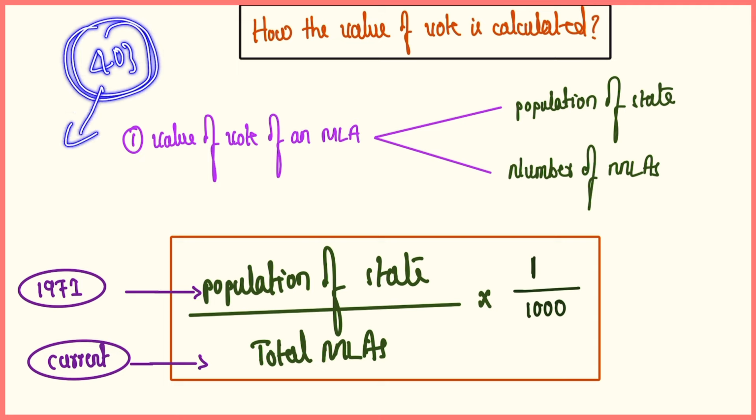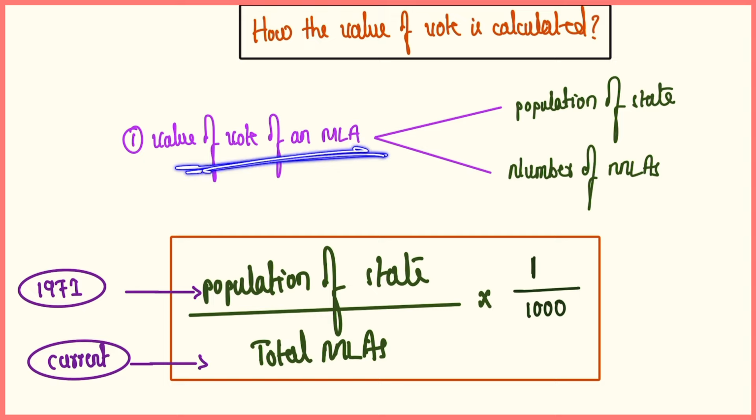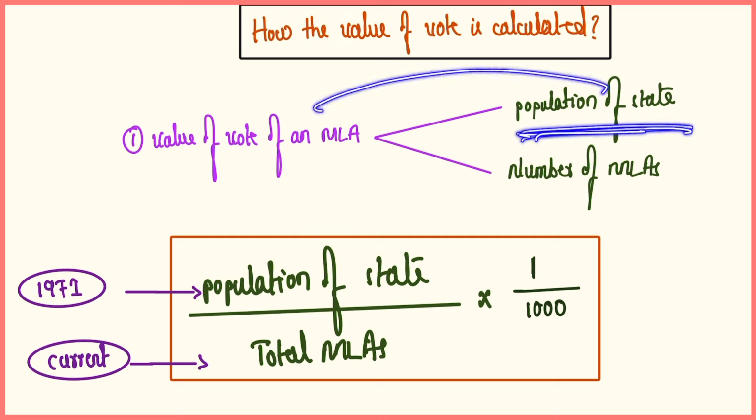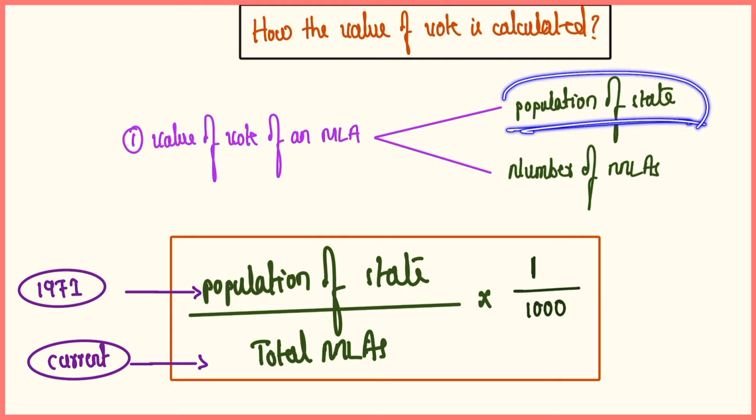Even if some members are absent, it doesn't matter. The value of vote of an MLA of UP depends on the total strength of the assembly of UP, right? Now, in this also, there are two factors that you need to understand and remember. When we say the population of a state is determining the value of vote of an MLA, what population, or population of which year, is taken?